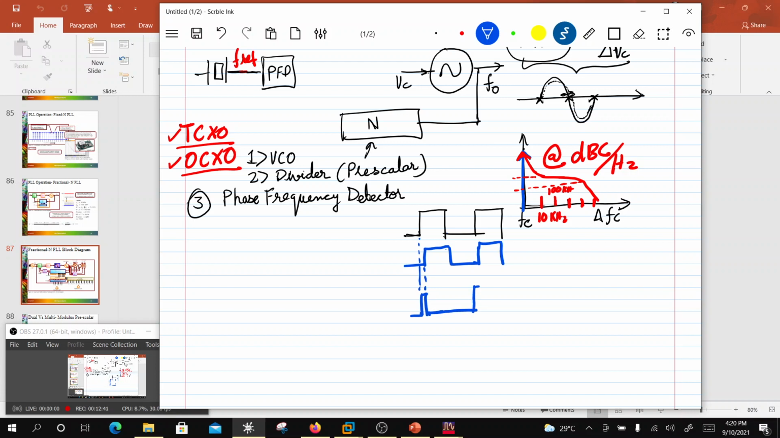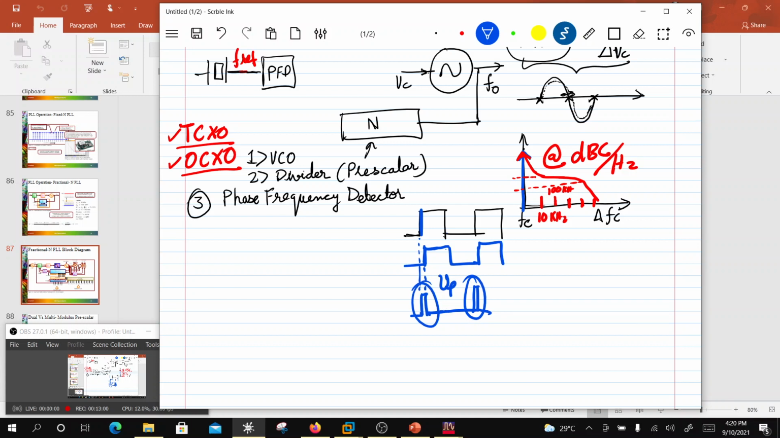So let's say this is an up pulse. What is the up pulse telling it? The up pulse is telling it that the phase is coming as delayed. Why don't you up the frequency so that this phase catches up with this phase? And then this pulse disappears. Okay, so that's the idea.